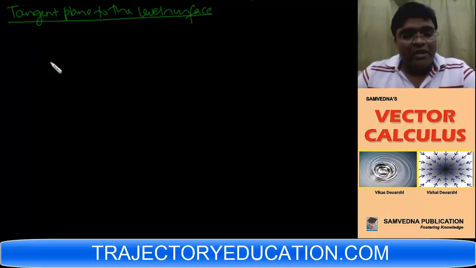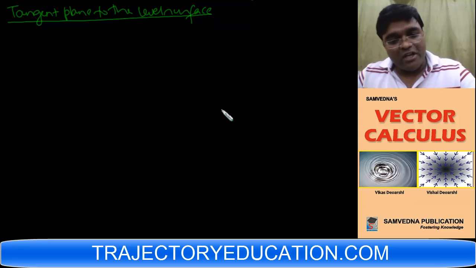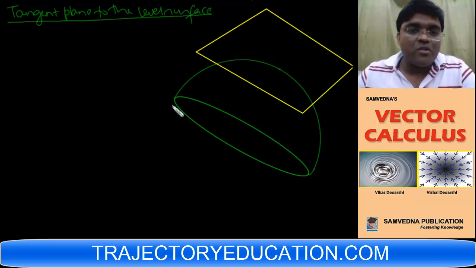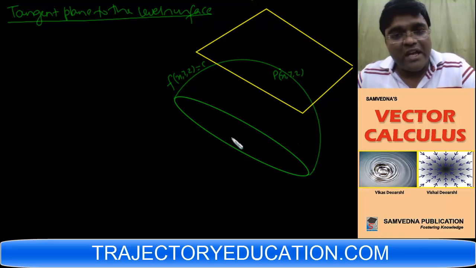A very important application of gradient is to find the tangent plane to the level surface. Suppose I draw a level surface, like this green one, f(x, y, z) = c. The surface I have drawn with the green pen is the level surface, and suppose P is the point (x, y, z) at which I want to draw the tangent plane.